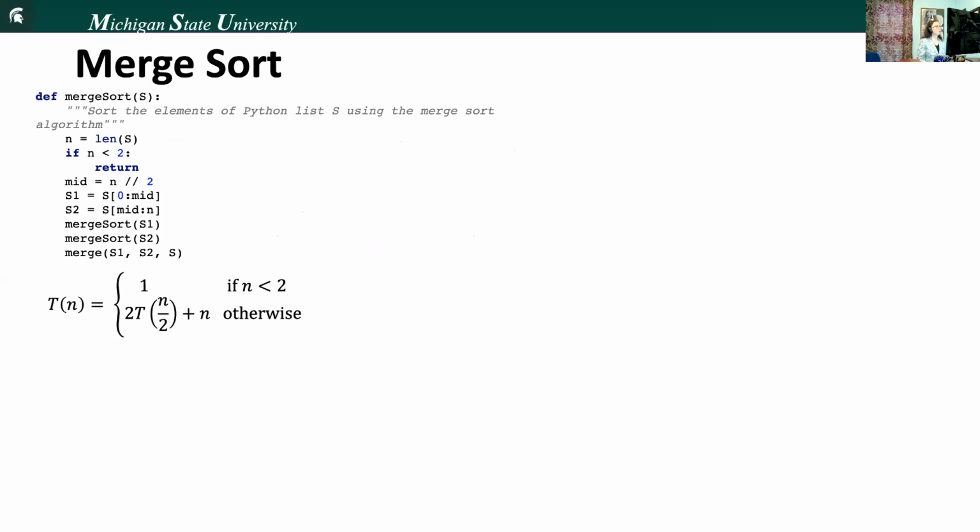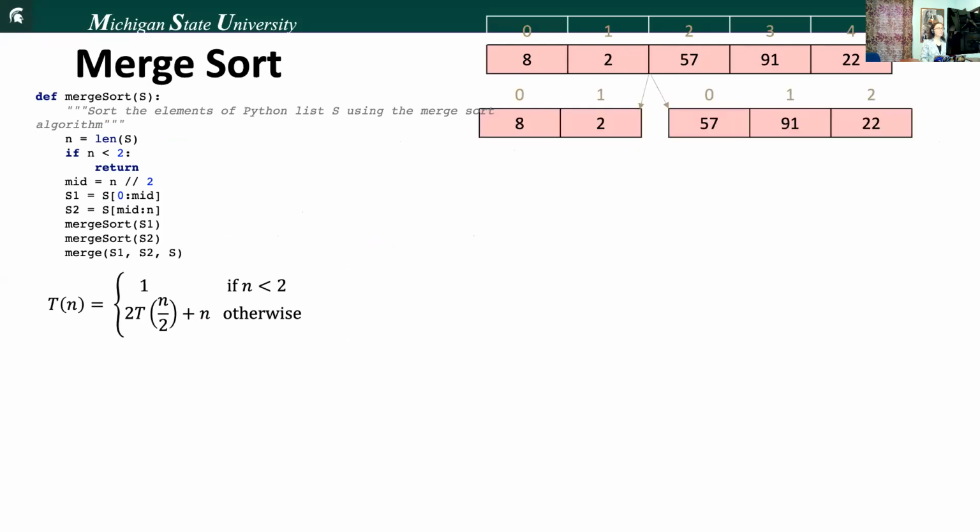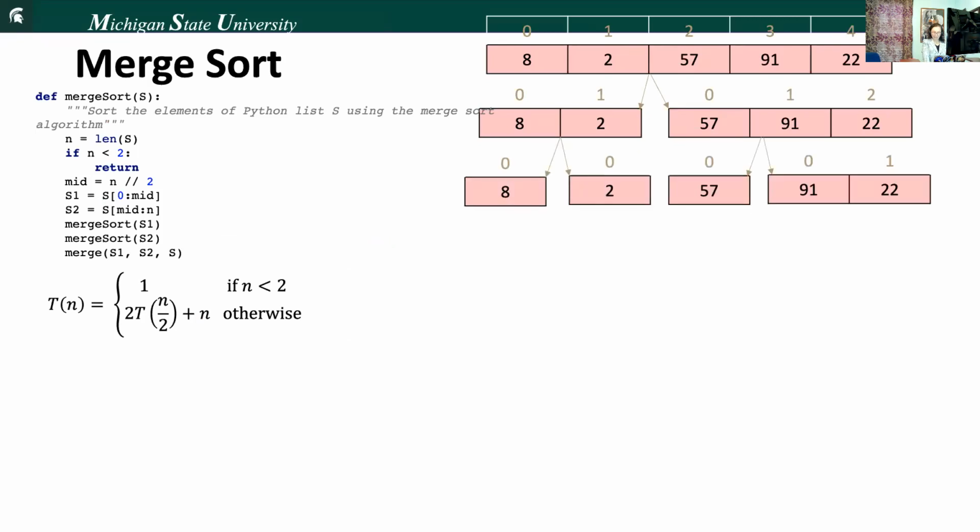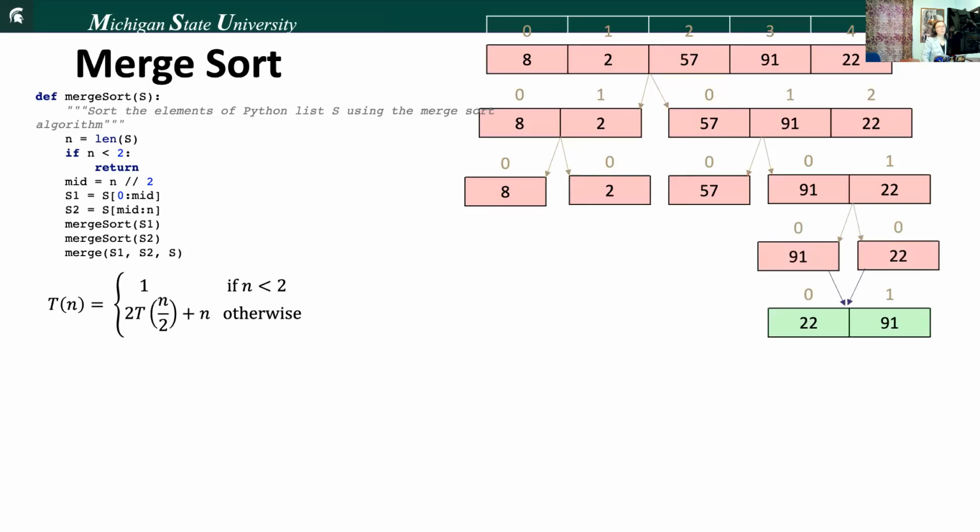So I look at my merge sort and I say, okay, it's time for me to figure out the recurrence. When we divide this entire thing into steps, how our algorithm is breaking apart, I look at my base case immediately. This is my simulation of the merge sort. Let me show you how that's working. We start out with a very small Python list that contains only 5 elements, divided by half. S sub 1 contains 8, 2. S sub 2 contains 57, 91, 22. Work on S sub 1, divided again.